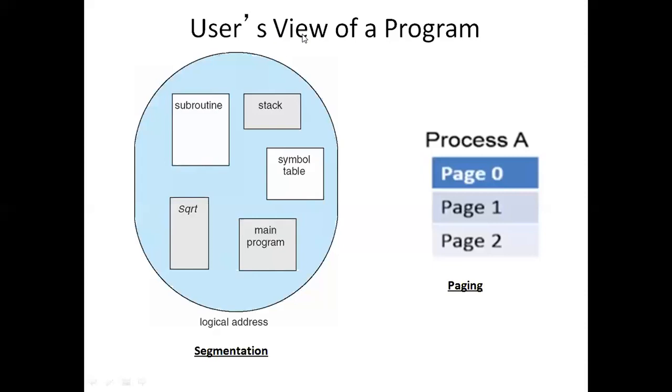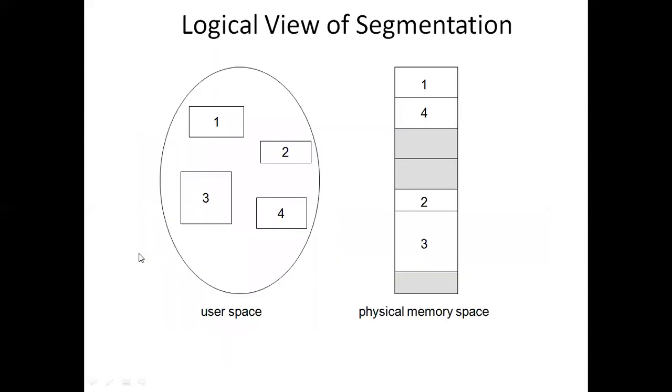According to the user's view, paging looks something like this, whereas segmentation looks something like this. Here it is a fixed size; here it is not a fixed size because the program or routine size might vary. If you look at the logical view of segmentation, if there are 4 segments, each segment is placed in a different location.